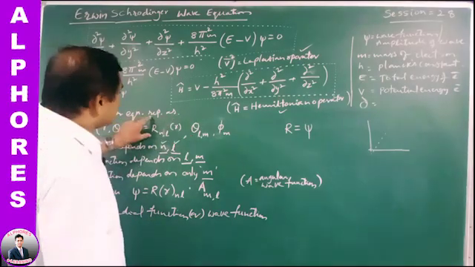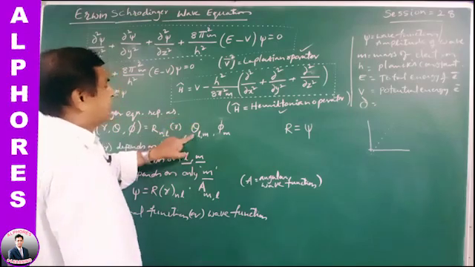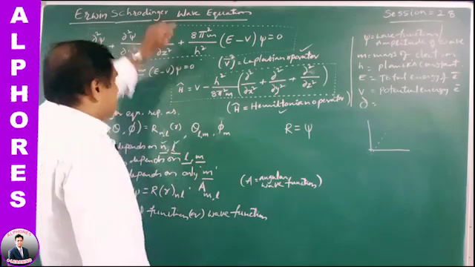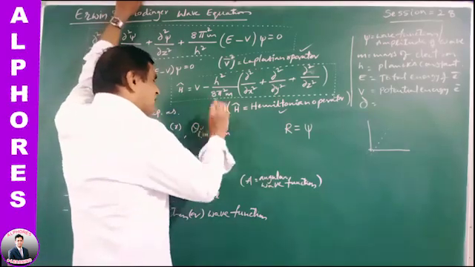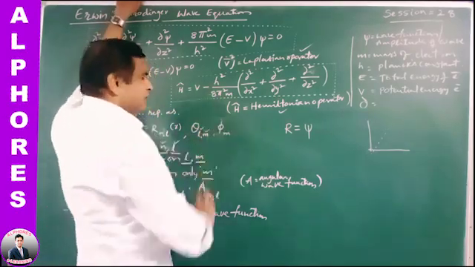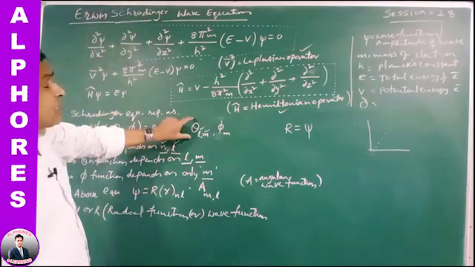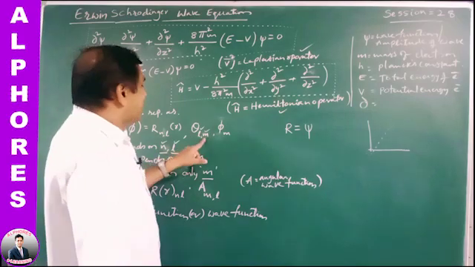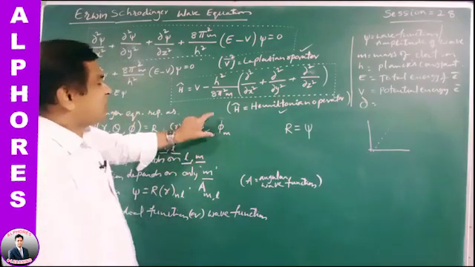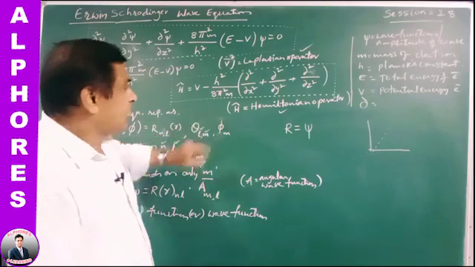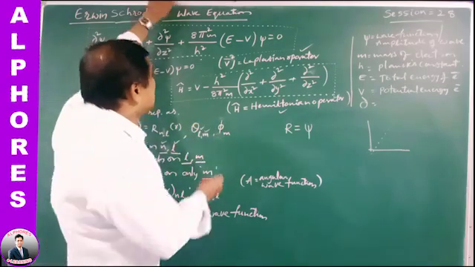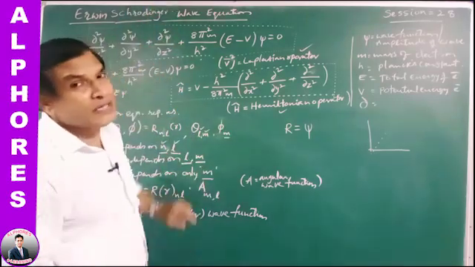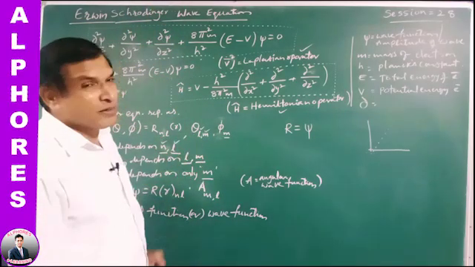The azimuthal function is called theta. The theta depends upon the azimuthal quantum number and the magnetic quantum number. The theta function, that is the azimuthal function, depends upon L and M. Next, this is called the orientation function. This function depends only upon the magnetic quantum number. That is one important point.